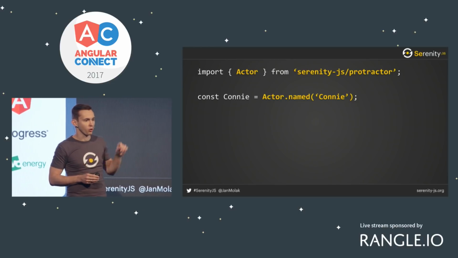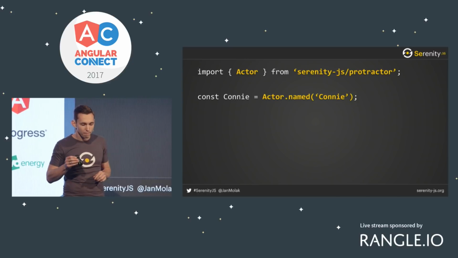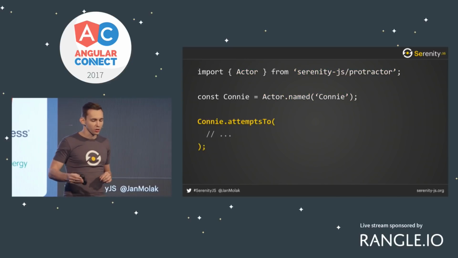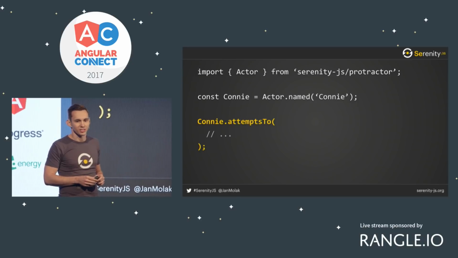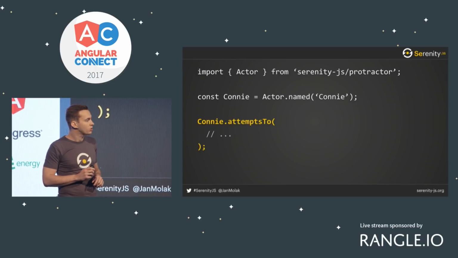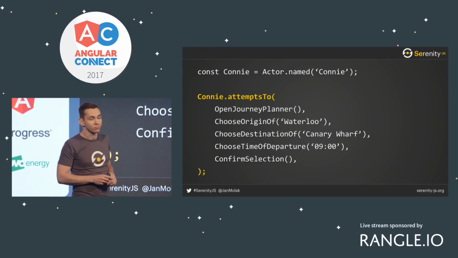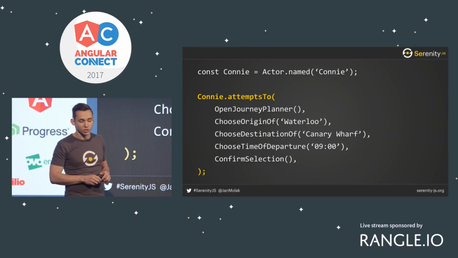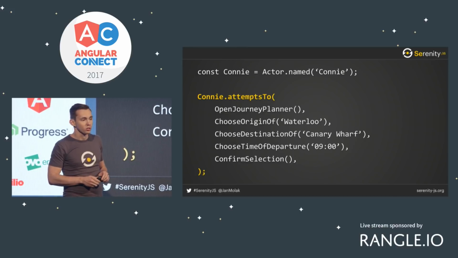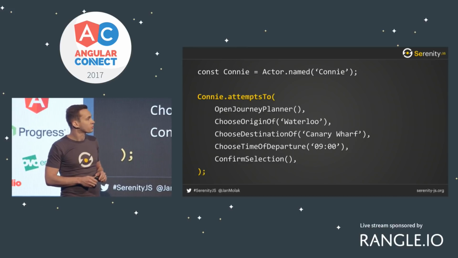Let's call our actor Connie. Let's say Connie the commuter. What we can do with our actor is we can ask the actor to attempt to perform certain tasks. So Connie can attempt to open the journey planner, choose origin, choose destination, choose time of departure, and confirm selection. Is this a little bit more clear than the previous two examples I showed you earlier?